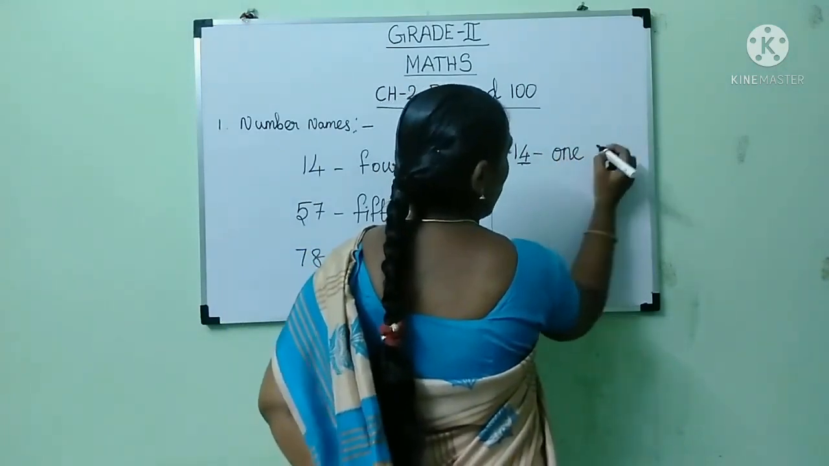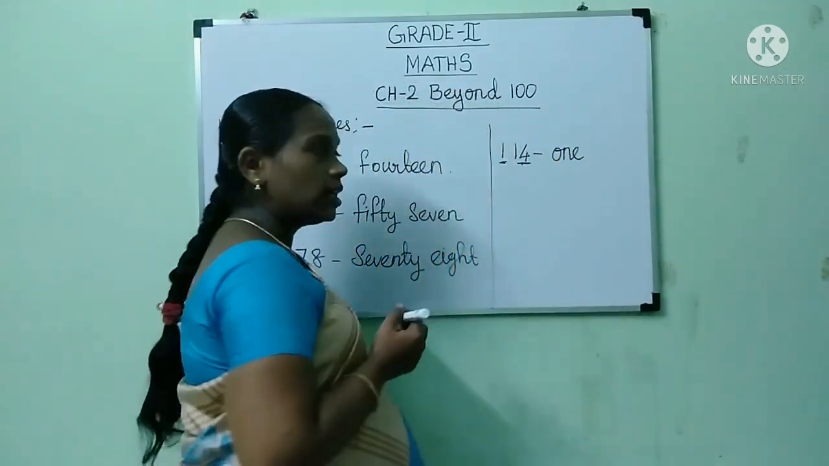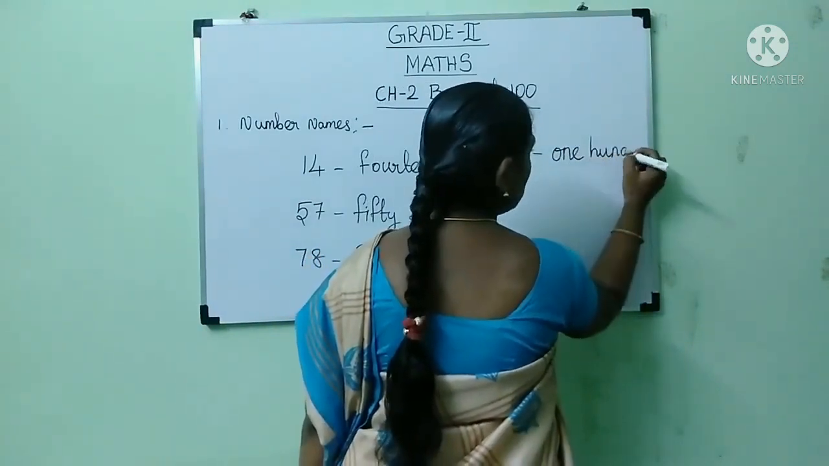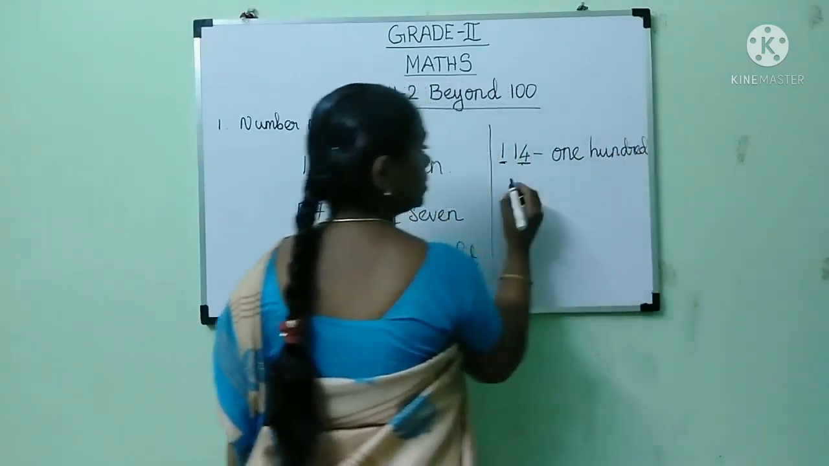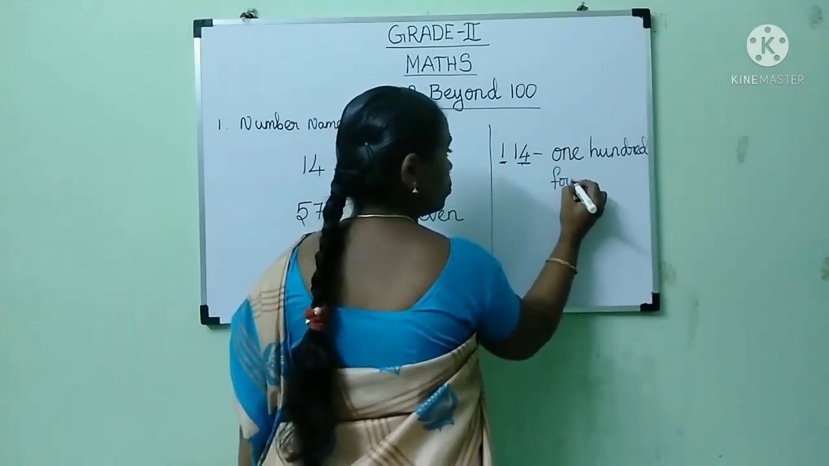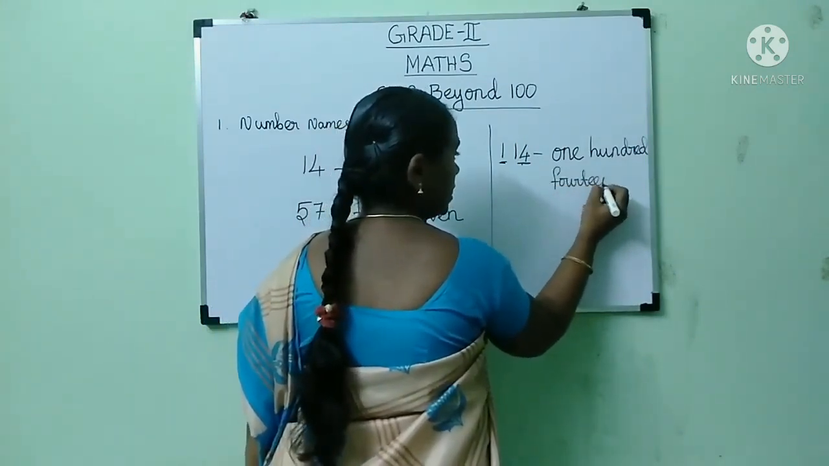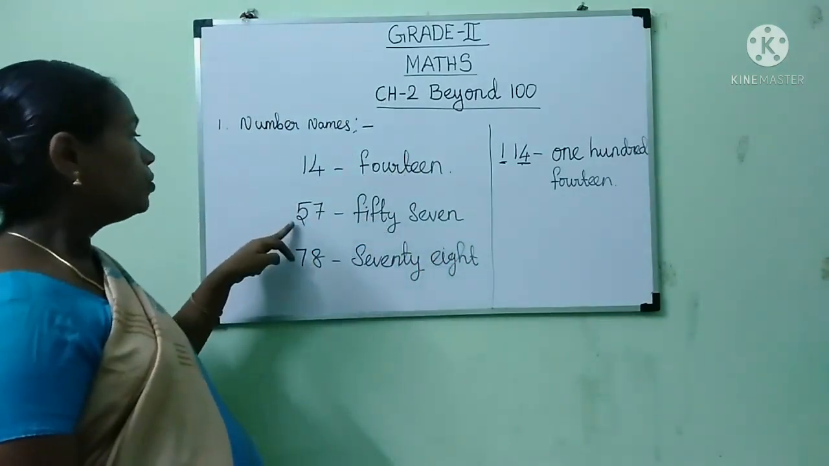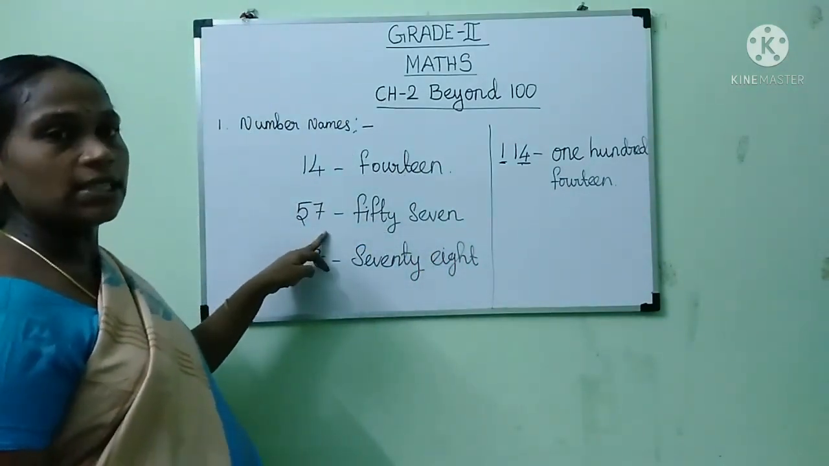1, O-N-E, 100. What is the spelling of 100? Already we have learnt 100, no? H-U-N-D-R-E-D. 114. F-O-U-R-T-E-E-N. Are you clear, children? The next one, 57.